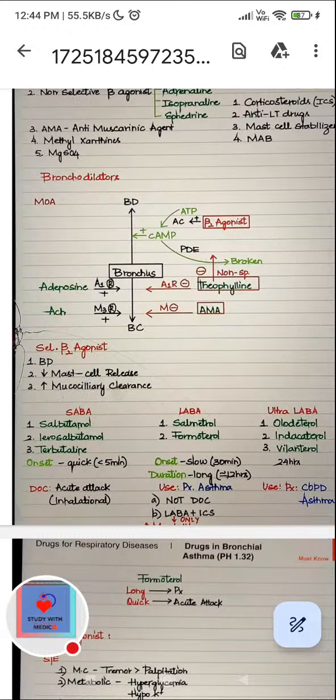Phenytoin, rifampicin, and phenobarbital are enzyme inducers. So never give phenytoin, rifampicin, or phenobarbital with theophylline, because enzyme inducers accelerate the metabolism of theophylline and decrease its effects. If you are giving rifampicin with theophylline, then theophylline will not act, and the patient will be in attack.